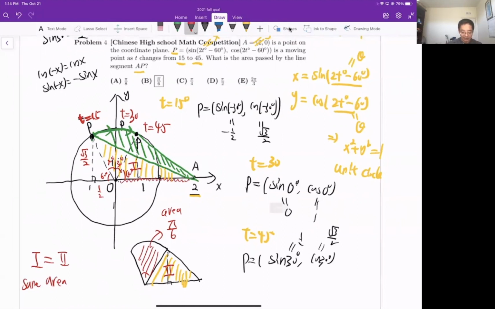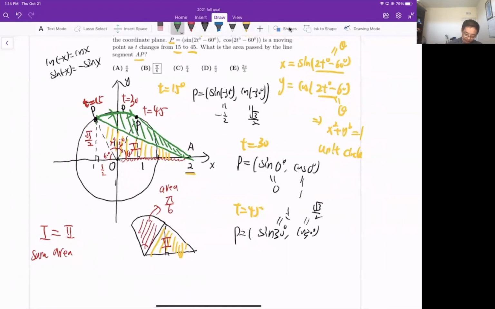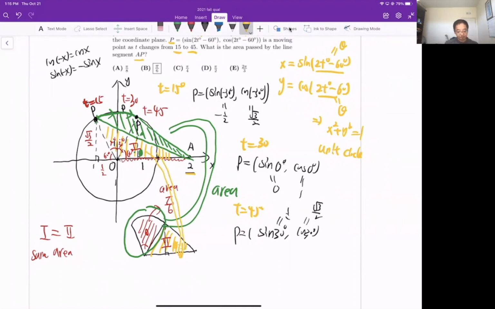That's because they share the same base, and also they have the same height. Okay, so as a conclusion, we just get the green part. So we get this one equals to the green part in areas, right? That's because the green one plus this triangle equals the sector plus the triangle, and these two triangles, they have the same area. Therefore, this green region has the same area as the sector.